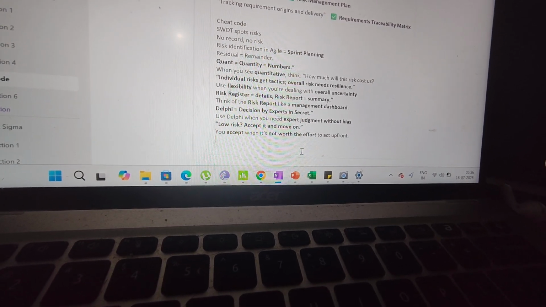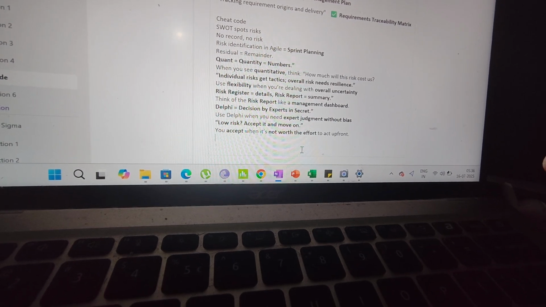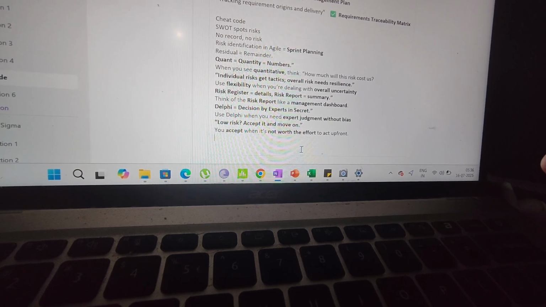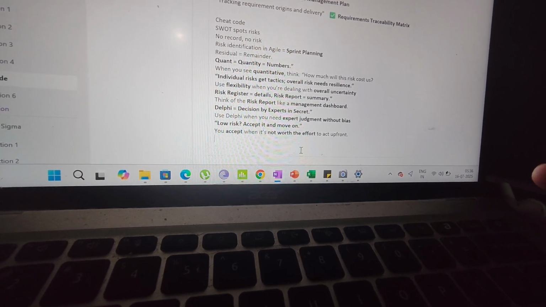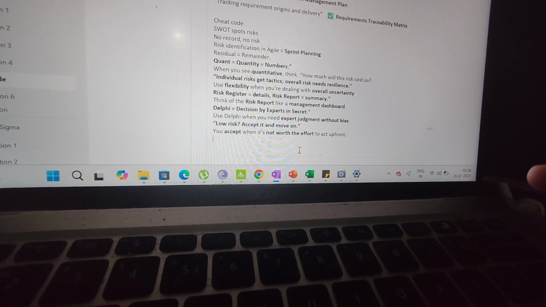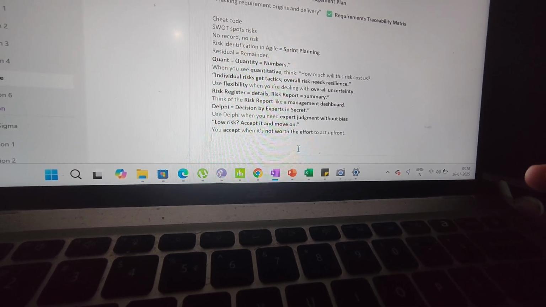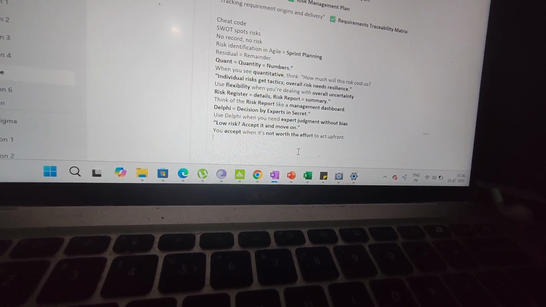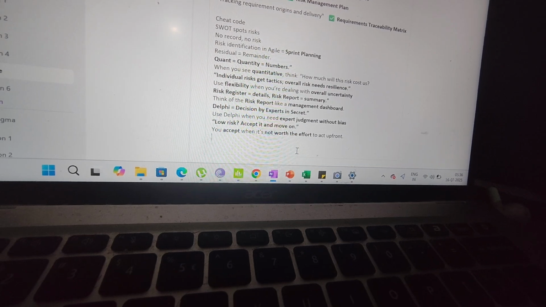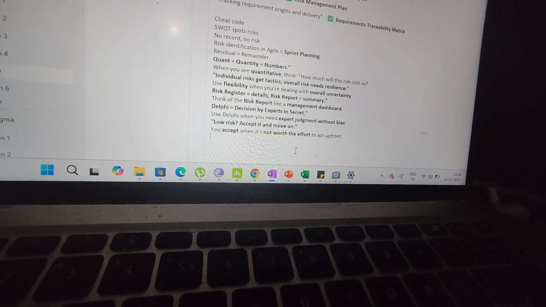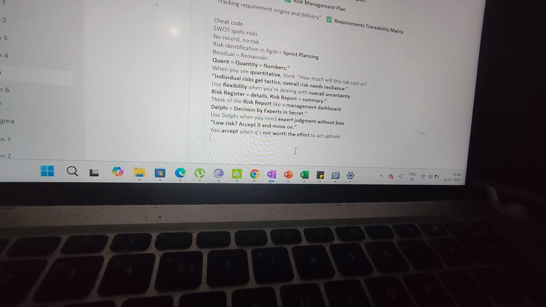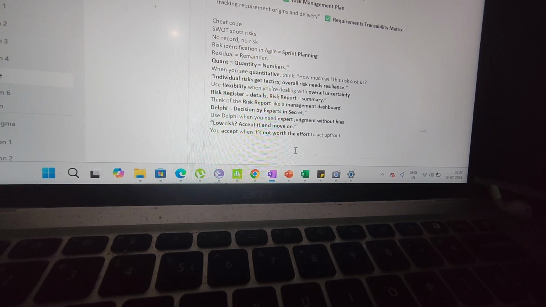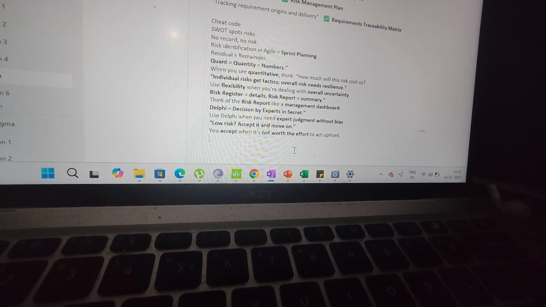Then another question, a difficult one which I encountered, was the risk reminder, residual risk. In general we call this a reminder, which means even after applying all the risk management plan, if the risk remains, then we call it the residual risk. Then, when you see the quantity, think how much the risk is going to cost us. Individual risk gets tactics, and overall risk gets resilience.